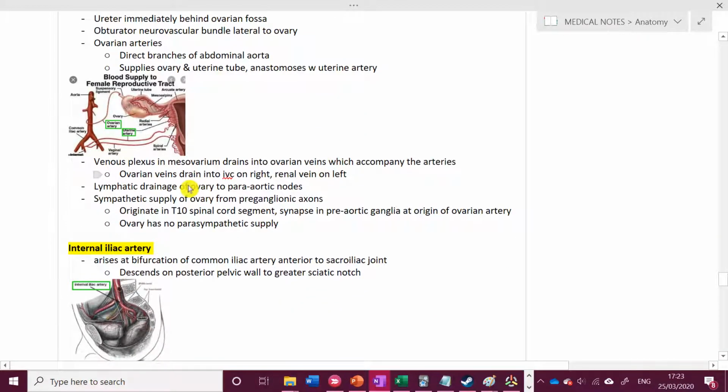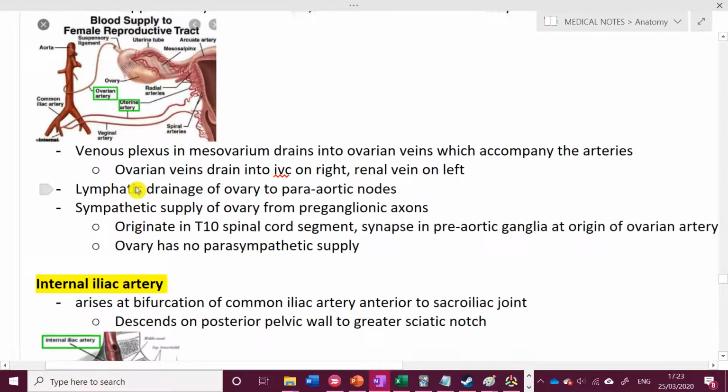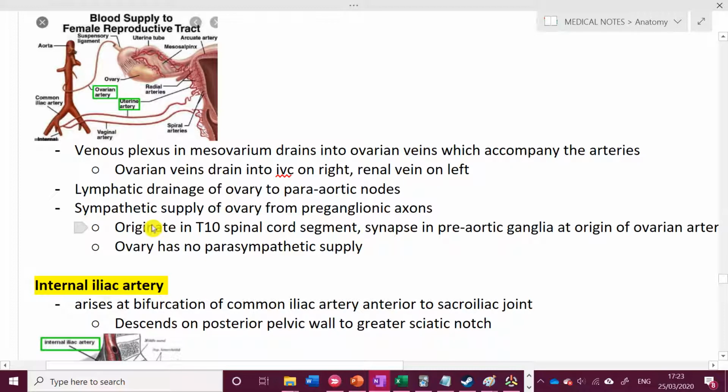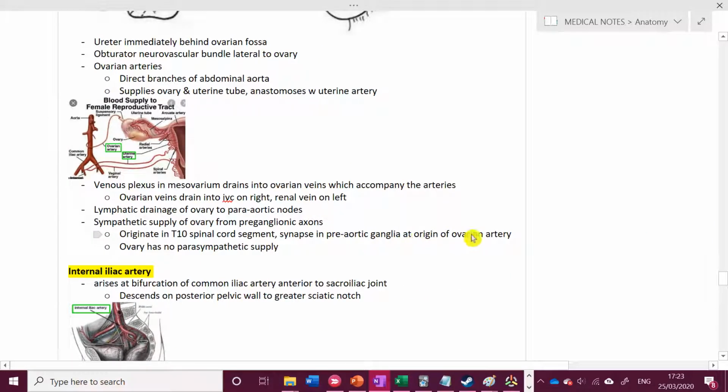The venous plexus in the mesovarium drains into the ovarian veins, which accompany the ovarian arteries, and the ovarian veins drain into the inferior vena cava on the right and the renal vein on the left. The lymphatic drainage of the ovary is to the para-aortic nodes, and the sympathetic supply of the ovary is from preganglionic axons, which originate in the T10 spinal cord segment. No parasympathetic supply, synapse in the pre-aortic ganglia at the origin of the ovarian artery, so same sympathetic supply as the testis.